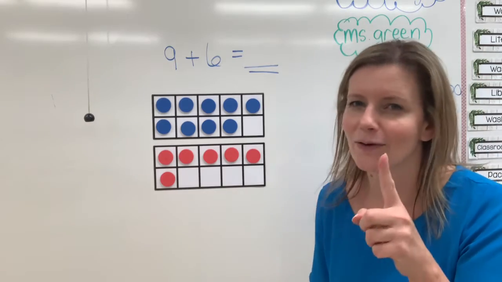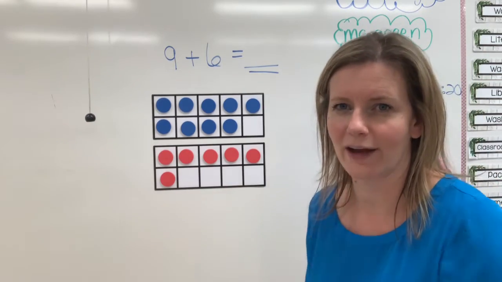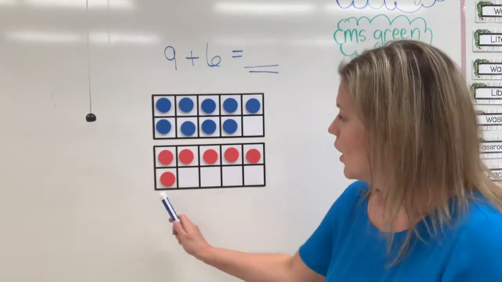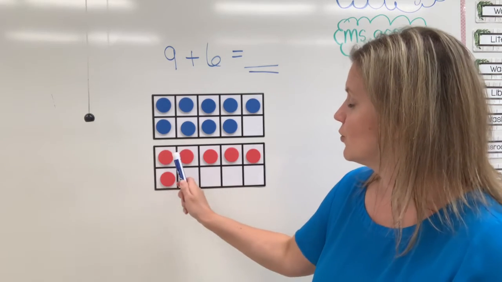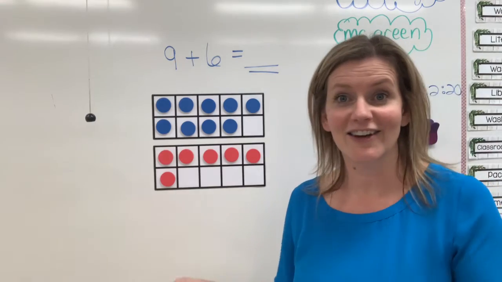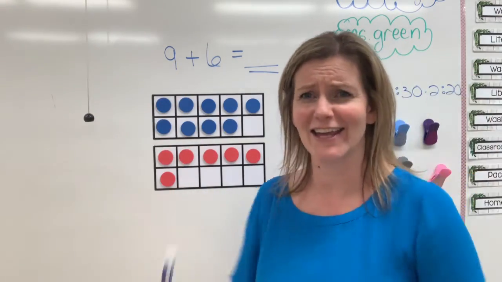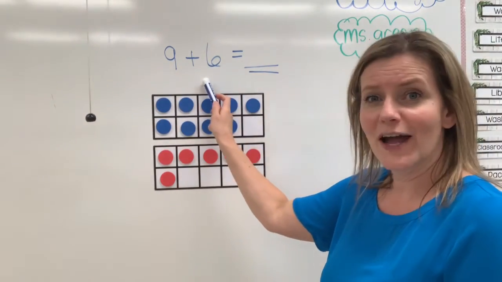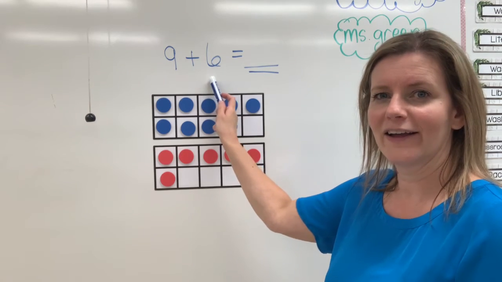But let's try counting by ones just to double check. Are we ready? 1, 2, 3, 4, 5, 6. There is 6. Yay! So I've put our number 6 up here.